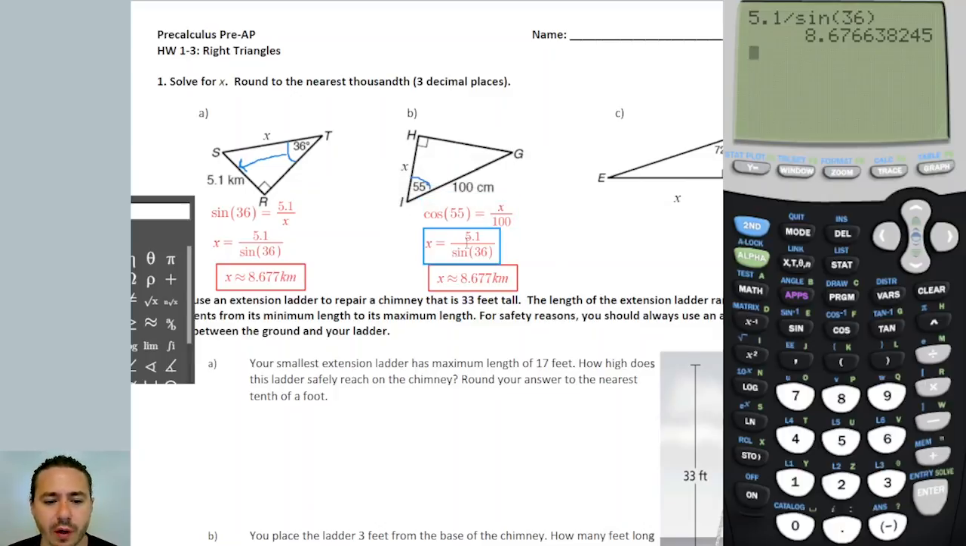So you'll end up with 100 times cosine 55. So we'll go ahead and throw that in the calculator here. What was it? 100 times the cosine of 55, not 5.